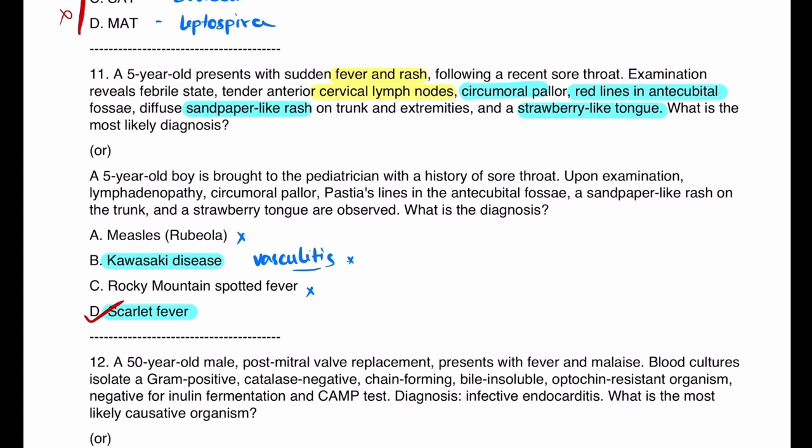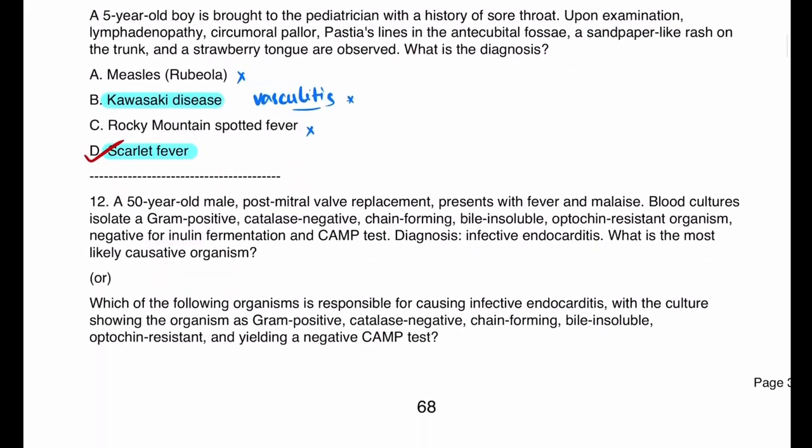That is very important. Scarlet fever is caused by Streptococcus. Many things are given, like the red lines in the antecubital fossa, which are known as Pastia lines. Pastia lines are there, and the hallmark is the sandpaper rash. This is the hallmark that you will be getting. Okay, next we are going to see the next question.